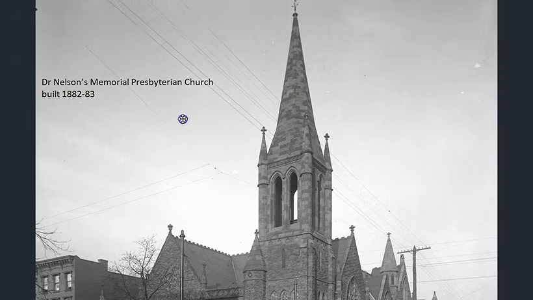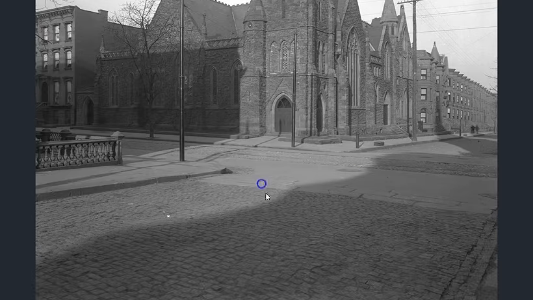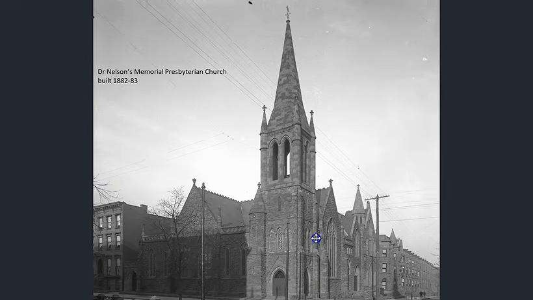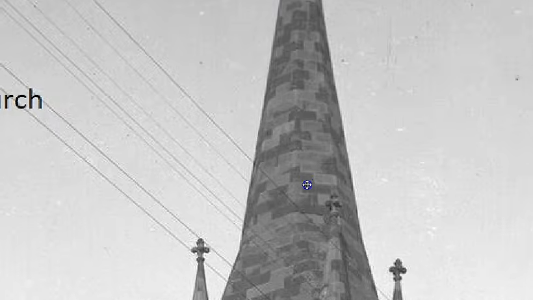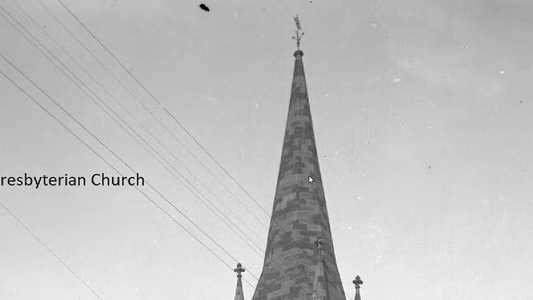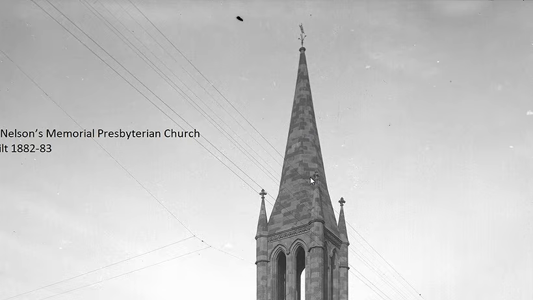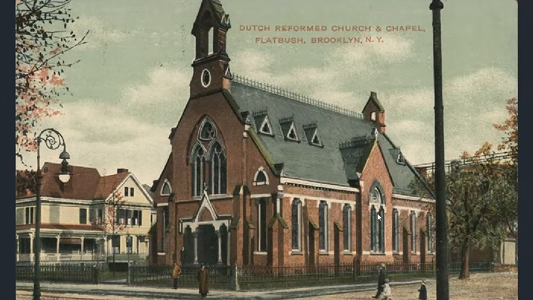Dr. Nelson's Memorial Church, everything made out of stone, as you can see, right down to the very heavily worn streets. Early photograph. Even the roof of the cone structure here looks like an octagonal stone roof. Degree of difficulty off the charts. Does not get done in the modern day.